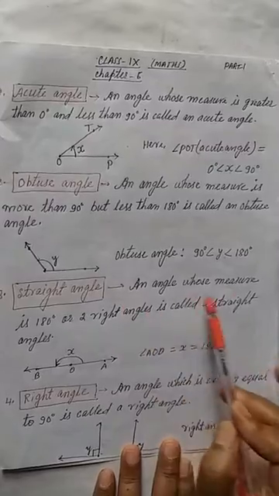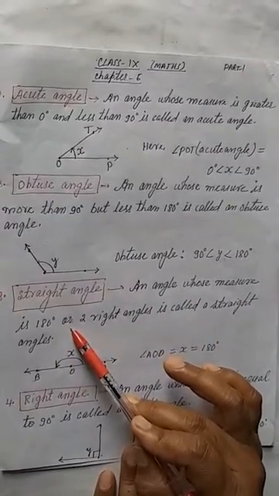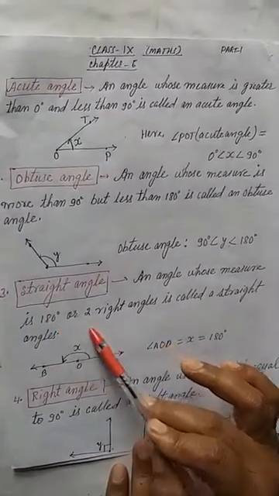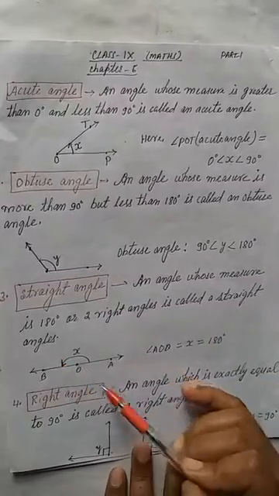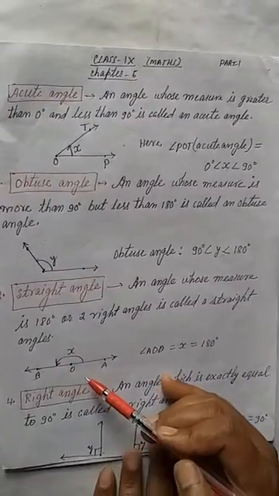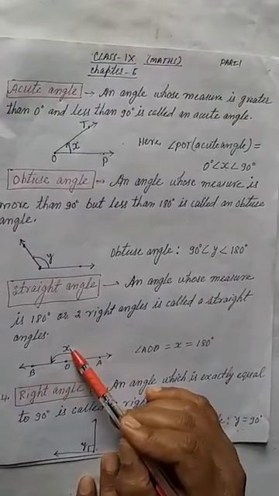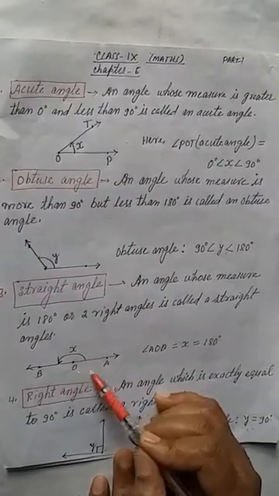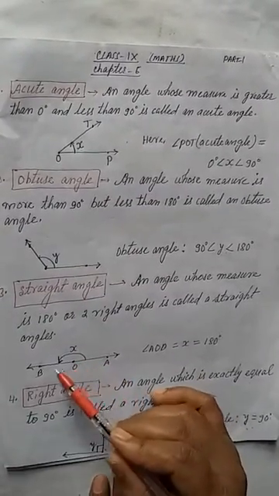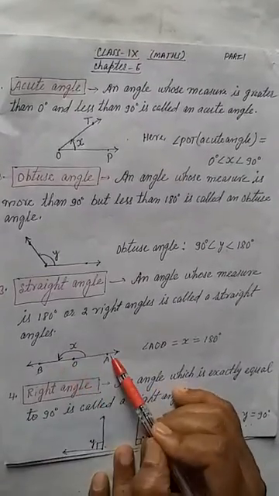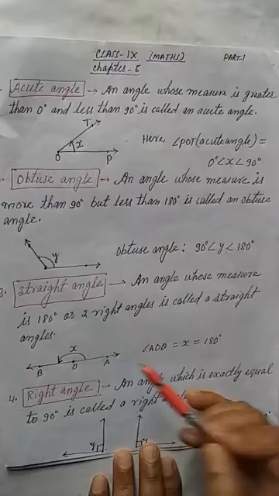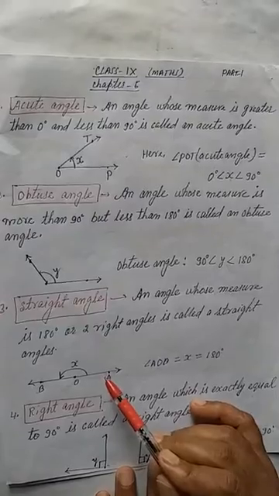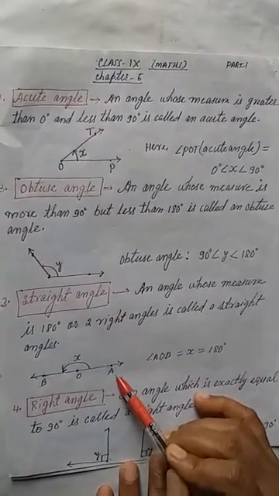Now the straight angle. An angle whose measure is 180 degrees, or two right angles, means two right angles equal 180 degrees, is called the straight angle. So this is the figure of the straight angle. Angle AOB equals x degrees equals 180 degrees. A straight angle is made on a straight line. This is OA and this is OB, and OA and OB are opposite rays, and this makes a straight line. Now we use this straight angle at the time of the linear pair of angles. So you have to keep it in mind.